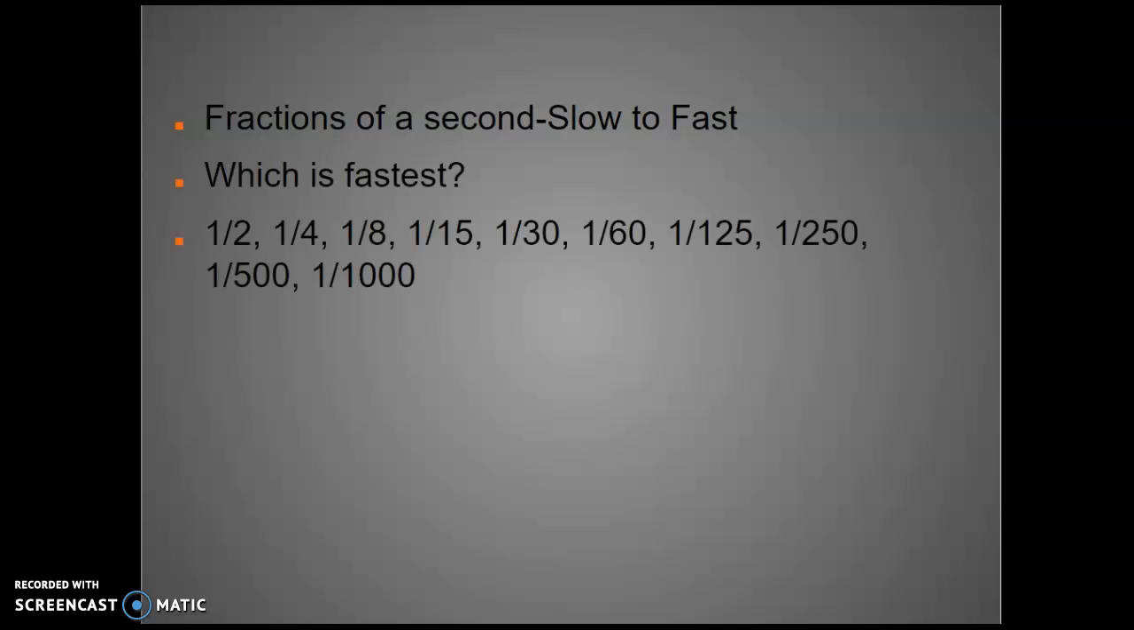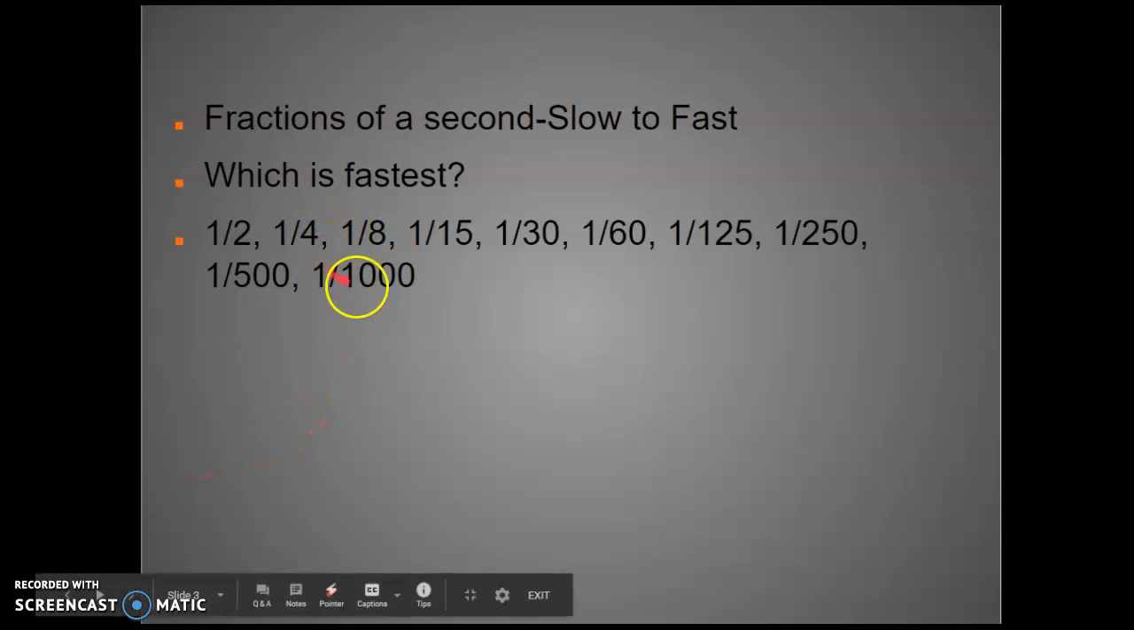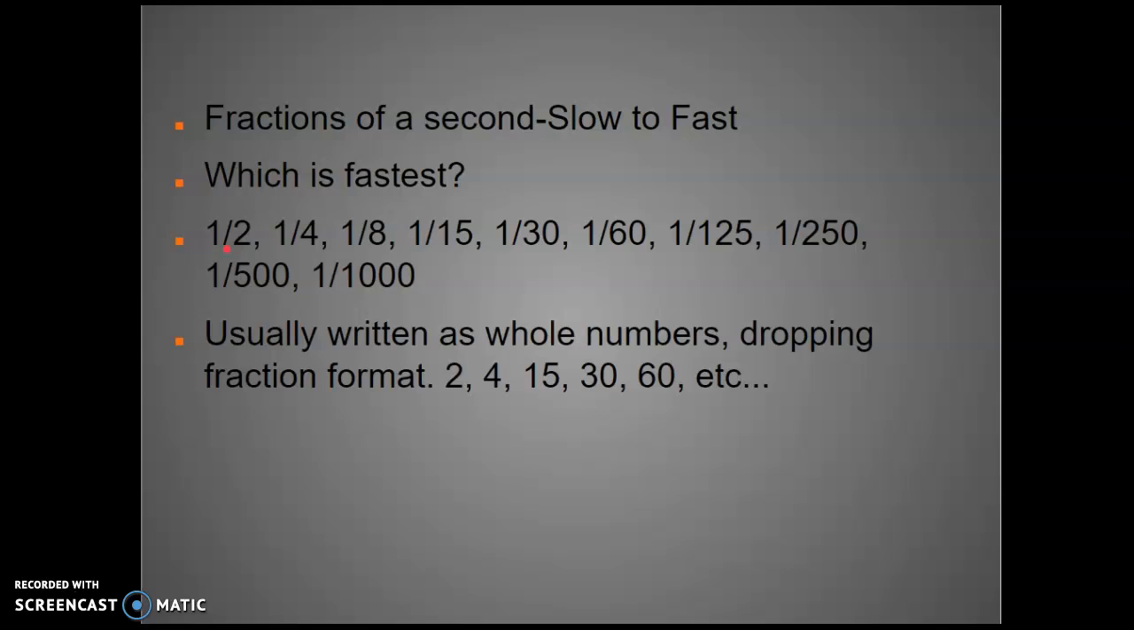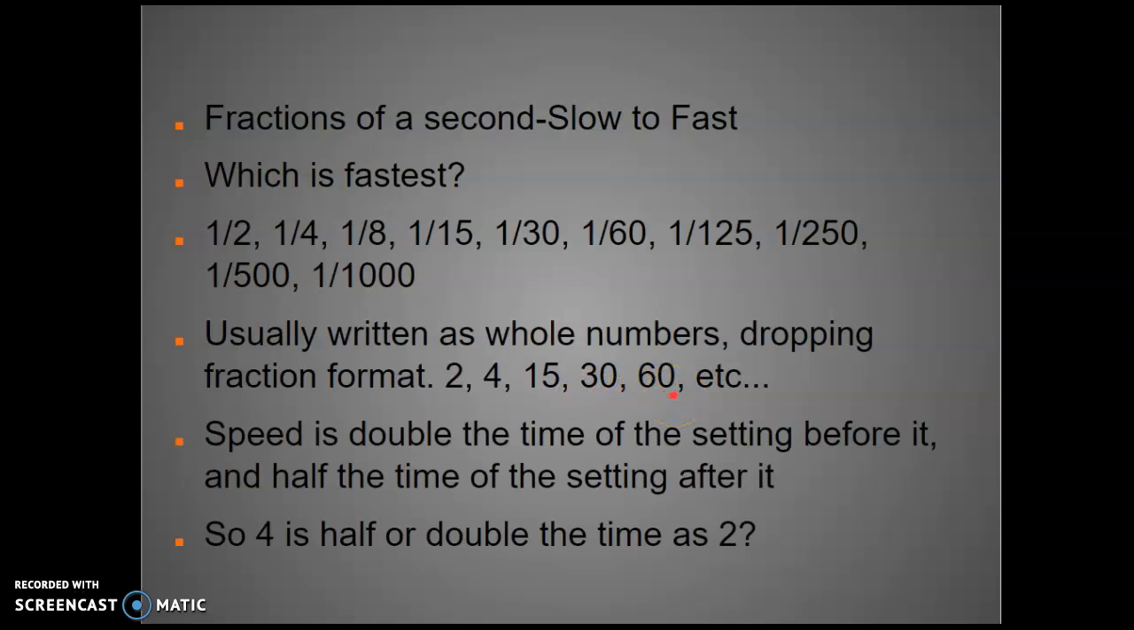All right. So remember that shutter speeds are fractions of a second from the slowest to the fastest. In this sequence, the 1/1000th would be the fastest because it's a 1,000th of a second. A half of a second is slow in photography terms. But remember that they're usually written as whole numbers. We drop the fraction format and we compare this to the speedometer of a car. The bigger the number, the faster you're going.